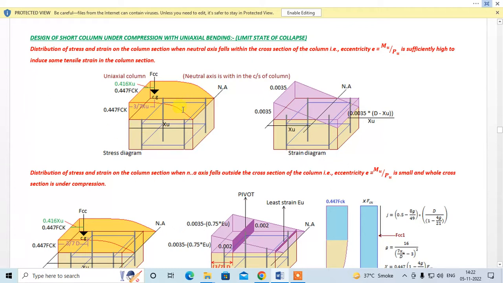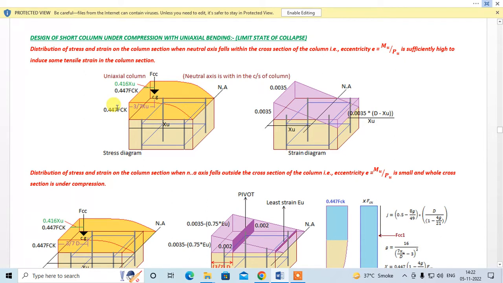So first we will see case 1, distribution of stress and strain on the column section when the neutral axis falls within the cross section of the column, that is, eccentricity e equal to Mu by Pu is sufficiently high to induce some tensile strain in the column section. So when the neutral axis is within the section, you will have some portion under tension and some portion under compression. Only when the neutral axis is at the face of the column will there be no tension, and the total section will be under compression.